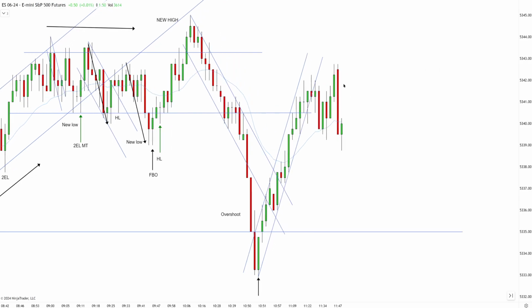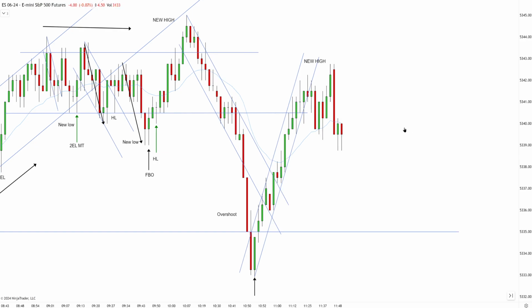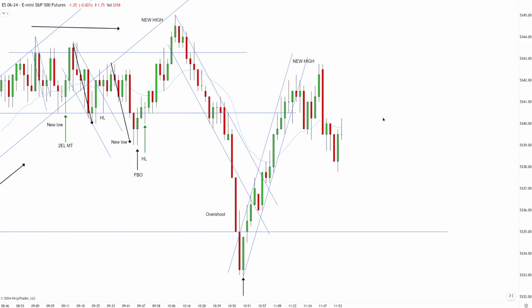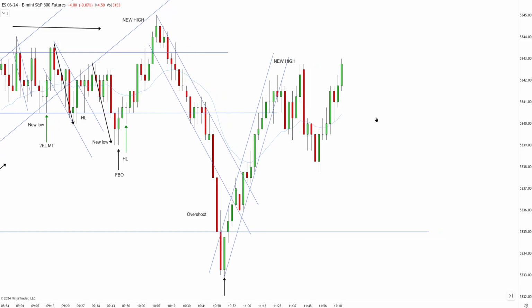Break, new extreme. There was only a first entry long. I cannot take the first entry long. And now all trends played out. No bias. I'm going to be patient. Remember, we want everything to align. We're in the middle of the trend range. No trend established. Just be patient.